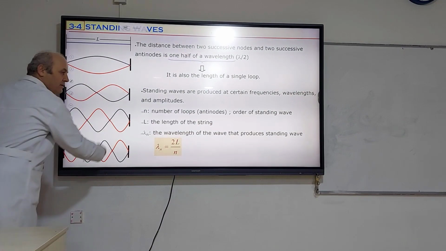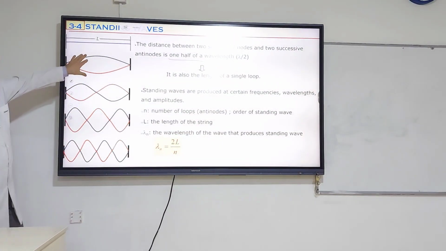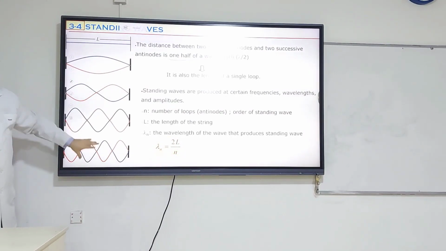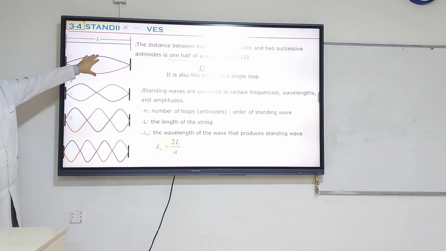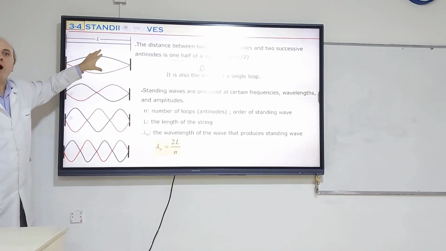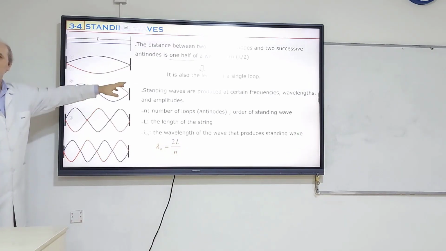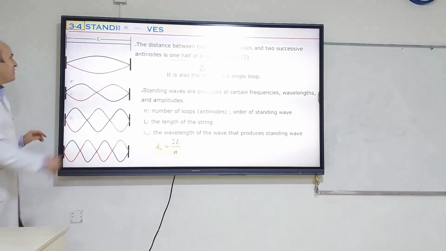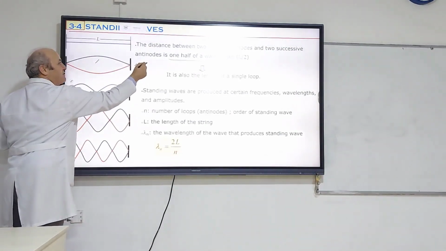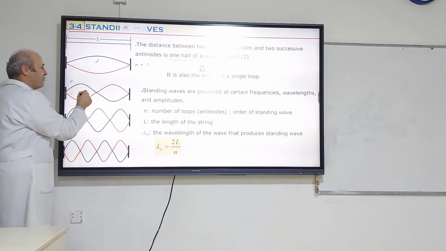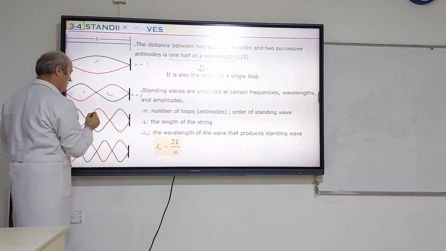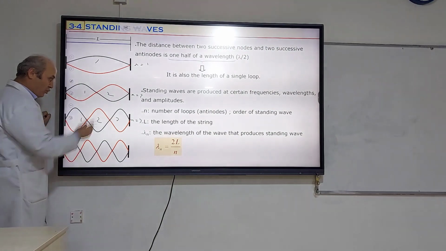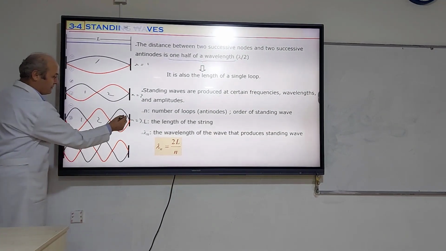These are the patterns. First order standing wave, second order standing wave, third order standing wave, fourth order standing wave. First order standing wave, because ends are fixed, one loop. Second order, 2 loops. Third order, 3 loops, goes on this way. Fourth order, 4 loops. Number of loops and order of standing waves are the same. 1, 2, n is equal to 2. 1, 2, 3, n is equal to 3. These are the orders.